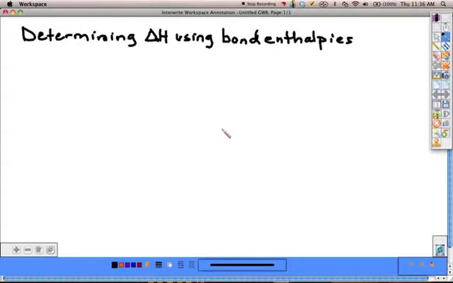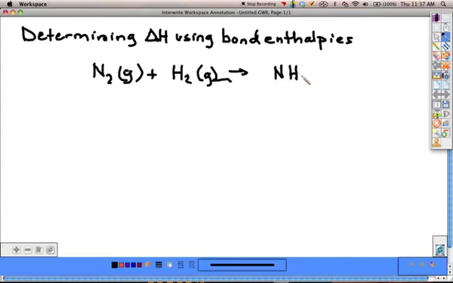Let's do an extra example about determining the enthalpy of a reaction using bond enthalpies. So let's take the reaction between nitrogen and hydrogen to form ammonia. We know that nitrogen is a diatomic molecule, N2, and that is a gas at room temperature. We are going to react it with hydrogen, which we know is another diatomic molecule, H2, which is also a gas at room temperature. That will form ammonia, NH3, which is also going to be a gas.